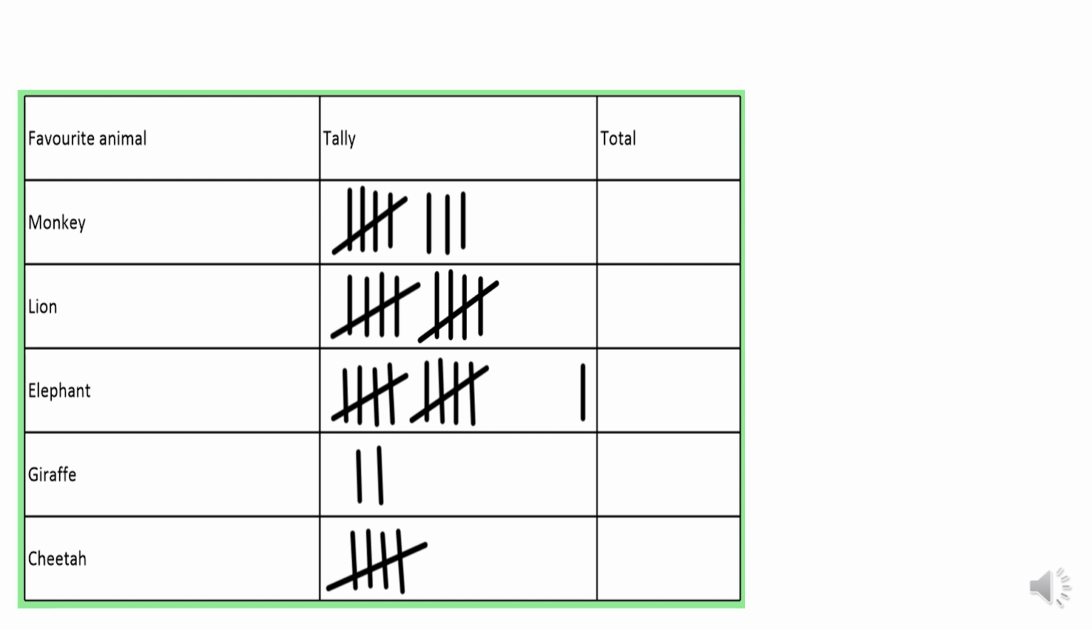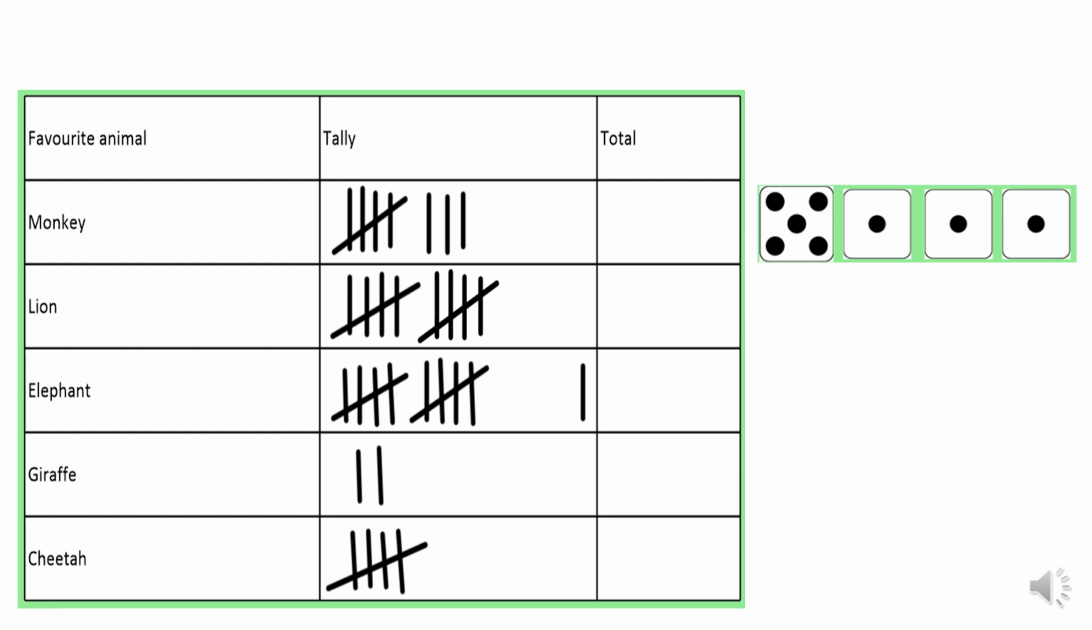And tally charts are used to represent data. Now, data is information that we want to represent. So here is a tally chart for some children's favourite animals. And you can see the objects or the items going down here in one column. So we've got favourite animal, we've got monkey, lion, elephant, giraffe and cheetah. Then we've got another column for the tallies, and this shows us the number. Then we've got another column for the total. This is where we write the actual number that the tallies are representing.